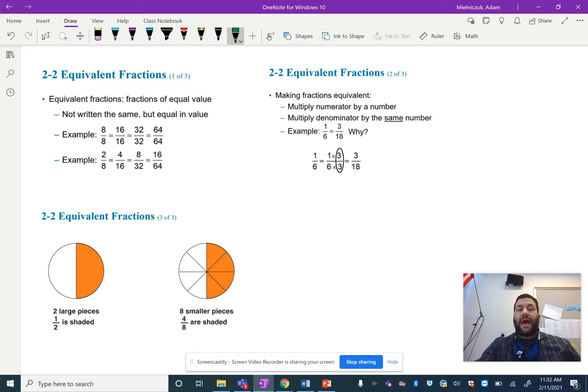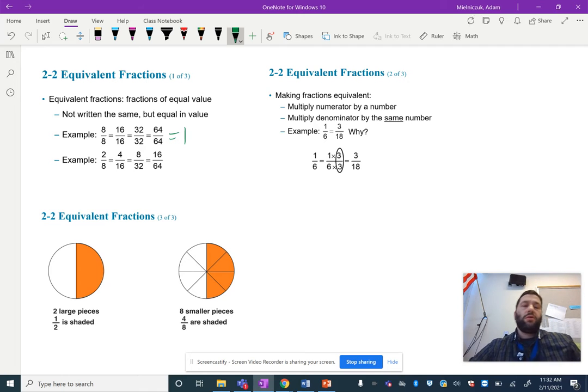For example, 8 out of 8 parts would be one whole, right? Well, so would 16 parts out of 16 parts, or 32 out of 32 parts, or 64 out of 64. Those are all equivalent fractions because they all simplify to the same value of 1.